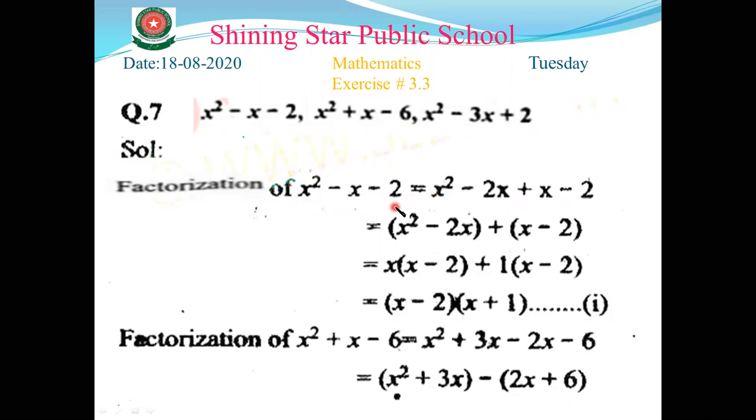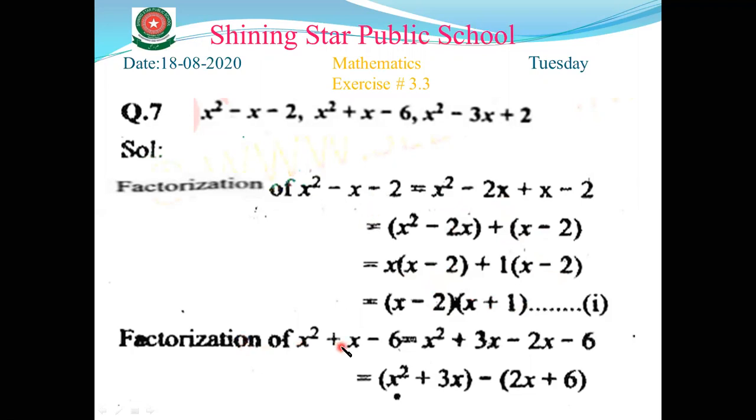We will find two numbers. If we multiply them, we must get minus 2, and if we add them, we must get minus 1. So the numbers are minus 2 and 1, because when we multiply minus 2 with 1, we get minus 2. Okay? So take the common x. When we take the common x from the first two terms, it will give you x minus 2. And when we take the common 1 from the next two terms, it will give you x minus 2. Now x minus 2 multiplied by x plus 1 is your required answer for the first term.